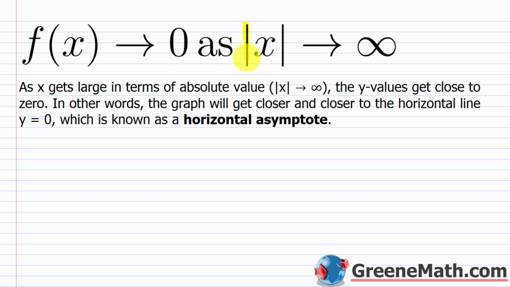So to summarize this, we can say f of x or y approaches 0 as, and again, this is why we can write this because of the absolute value bars, the absolute value of x goes to positive infinity, or you could say approaches positive infinity. So as x gets large in terms of absolute value, the y values get close to 0. So in other words, the graph will get closer and closer to the horizontal line y equals 0, which is known as a horizontal asymptote.